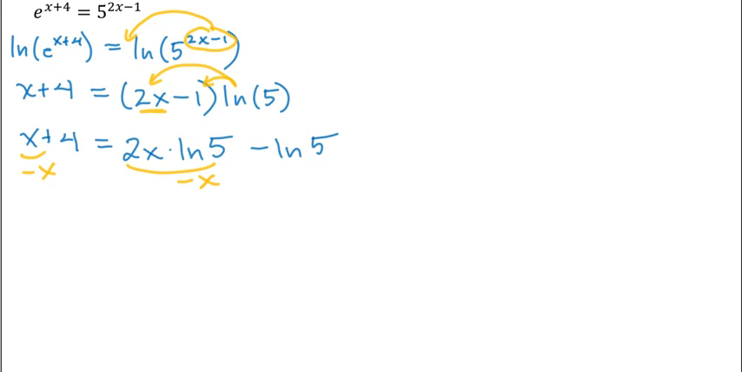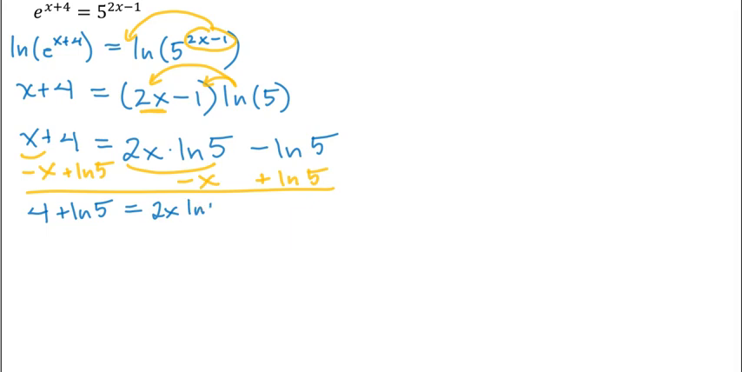And while I'm at it, what I want is x's on one side and any terms without an x on the other side. So I'm also going to add the natural log of 5 to both sides. And I will get a 4 plus natural log 5 on the left. And on the right, I have a 2x times the natural log of 5 minus an x now.